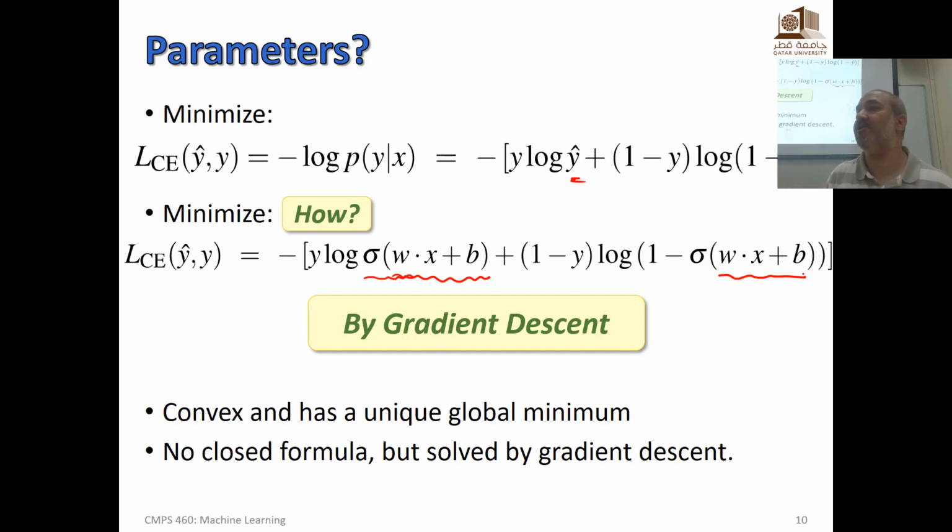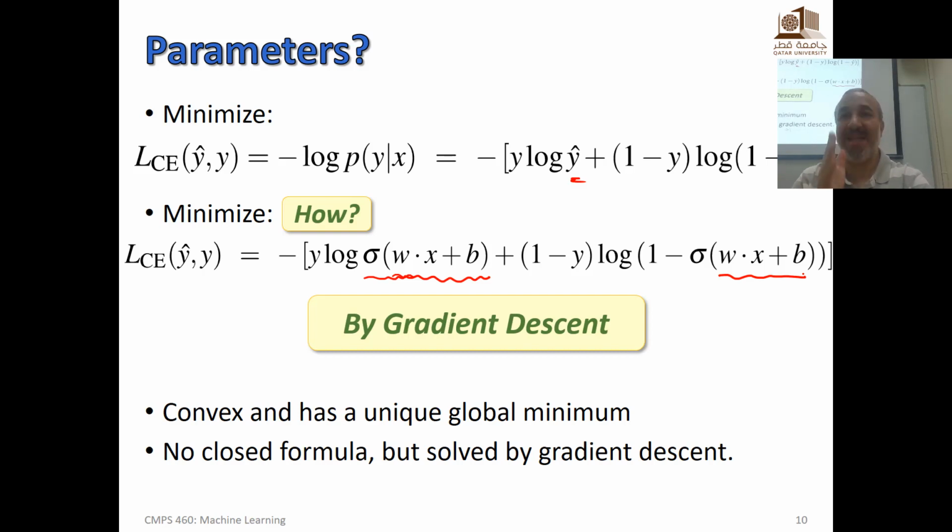To apply gradient descent on this, what do we need? Find the derivatives, the gradient. The gradient of what? Of this function with respect to the parameters w and b. Of course, we will not talk more about that because we already had maybe two or three lectures on this.